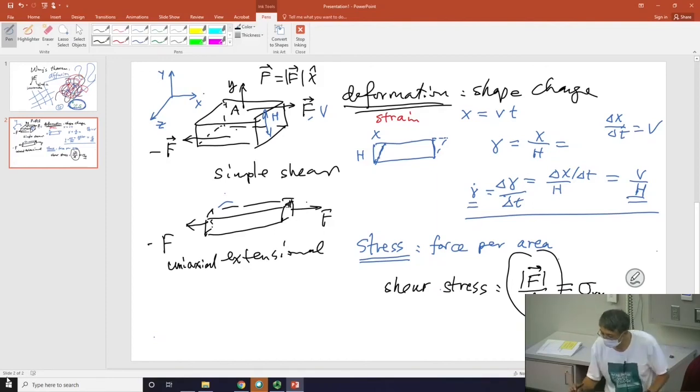What else do you need to know? Stress is defined this way. All you need to know is it has the unit of force per unit area: force divided by length squared.